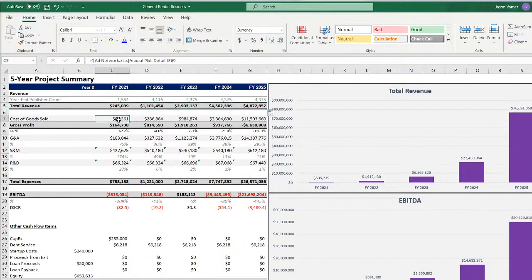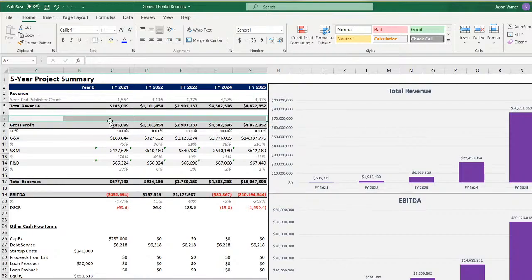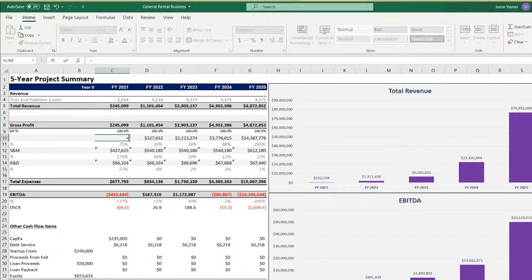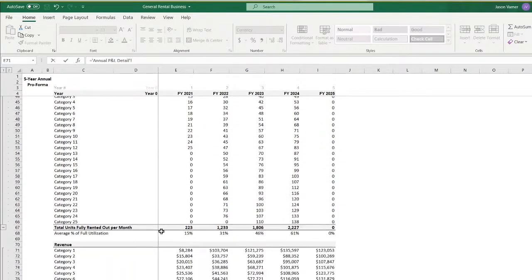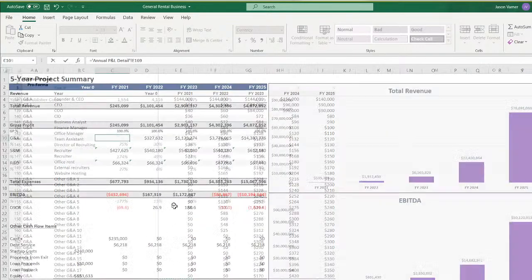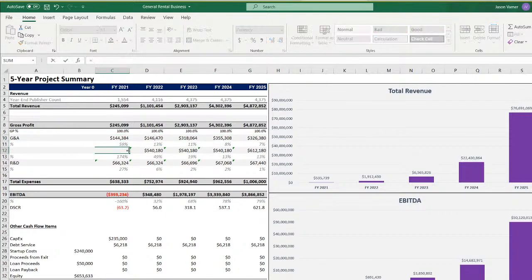Cost of goods sold, we're not really doing in this model because you're renting stuff out. You're not buying and selling. So gross profit is just going to be the same. Now we go G&A, which is, we label it here. That sales and marketing.